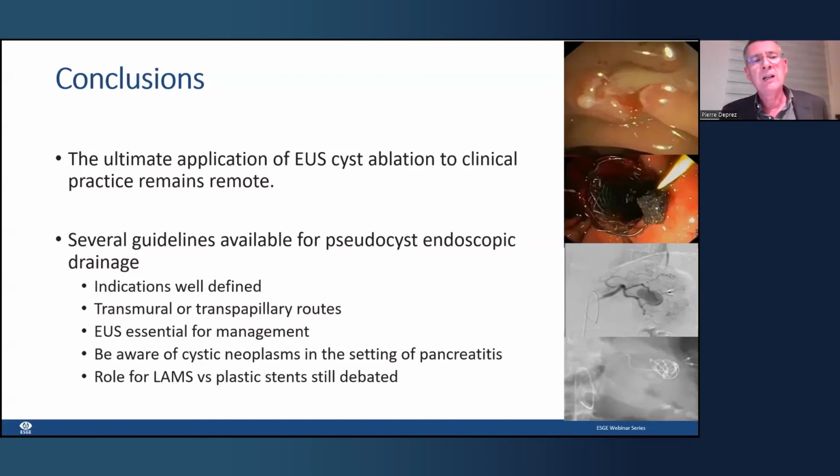And about LAMS versus plastic stents for pseudocysts, in my practice, I still use plastic stents for uncomplicated pseudocysts, but the issue is still debated and we will see more papers and more meta-analyses about this topic. Thank you for your attention.